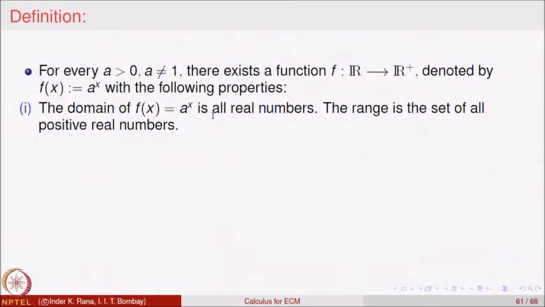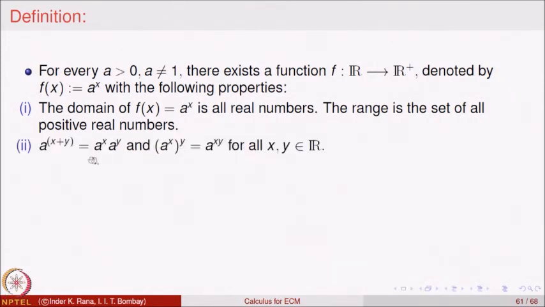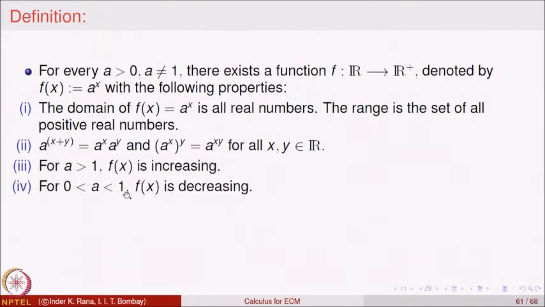That for every x, a raised to power x is defined, its domain is all real numbers, range is the set of all positive real numbers, it obeys the law of exponents: a raised to power x plus y is a raised to power x into a raised to power y, and a raised to power x whole thing raised to power y is equal to a raised to power xy. If a is bigger than 1, then this function is monotonically increasing, and if a is between 0 and 1, it is a monotonically decreasing function.